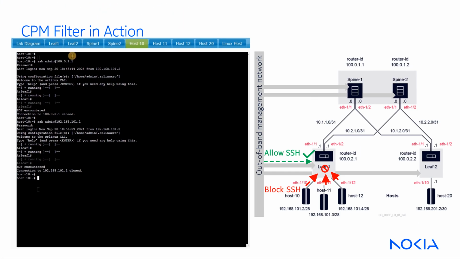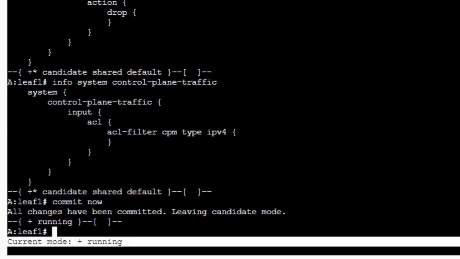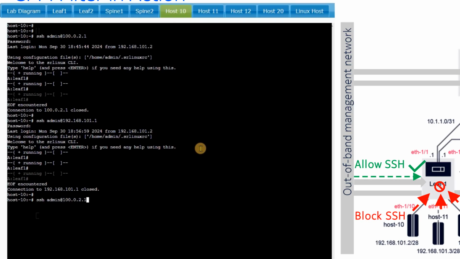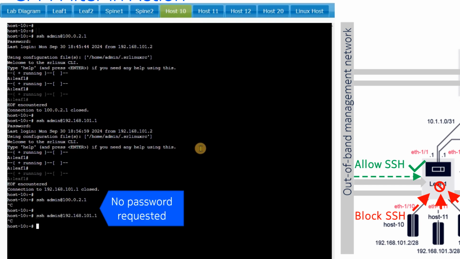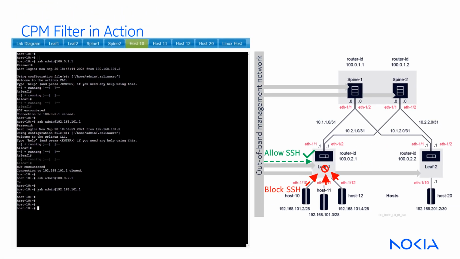It works as well, but it's not secured. Now let's go back to leaf 1 and commit the CPM filter. We go again to host 10, and we try to connect to leaf 1. This time, the SSH fails. Same thing for the interface IP address. It fails as well. The CPM filter works as it should. We can no longer log onto leaf 1 from host 10 because host 10 does not belong to our trusted management network.